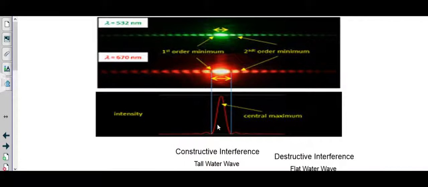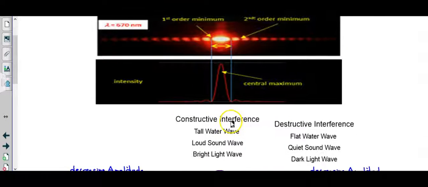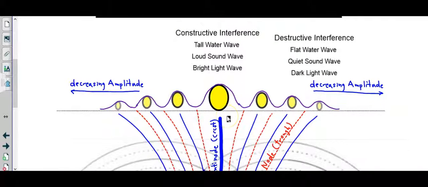Here's what it actually looks like. If I sent a red laser through the 2 slits, I get bright and dark spots on each side of a central bright spot. Here it is for a red laser, here it is for a green laser, and here's that graph I drew for you. The central maximum of intensity, and then as it moves to the right and to the left, it decreases. So we can actually tie this concept to waves for water, sound, and light.